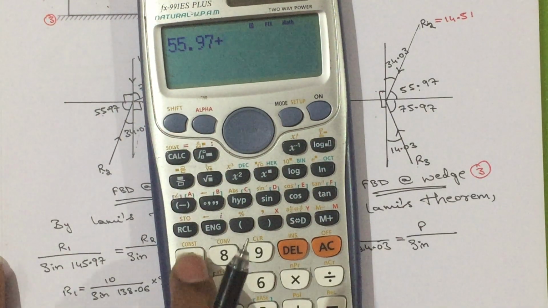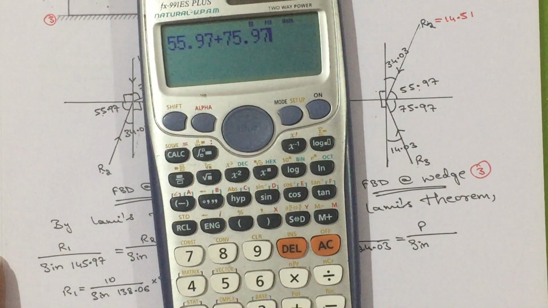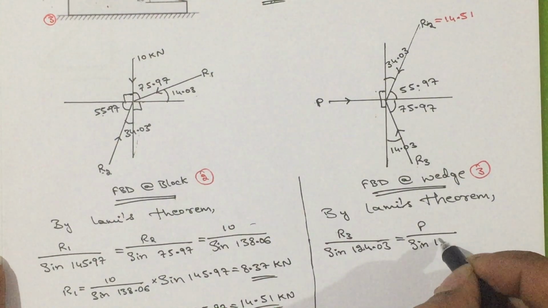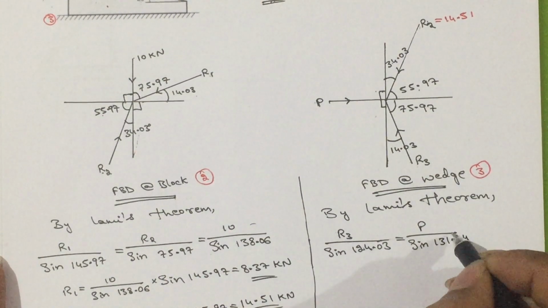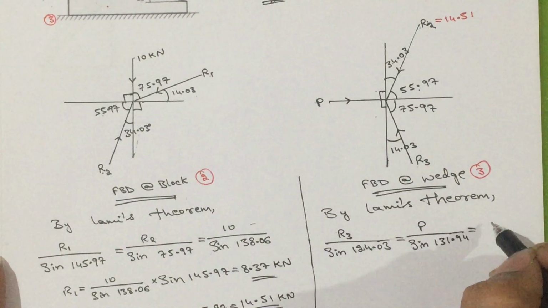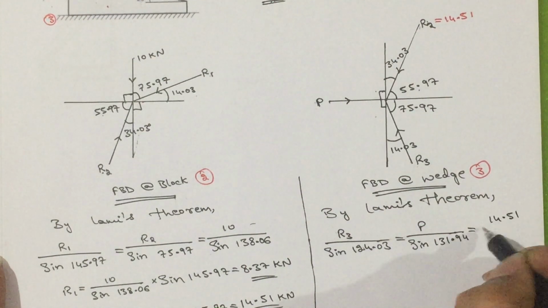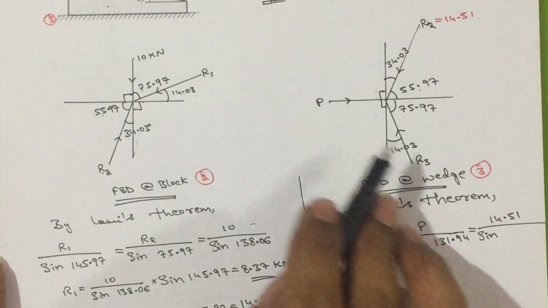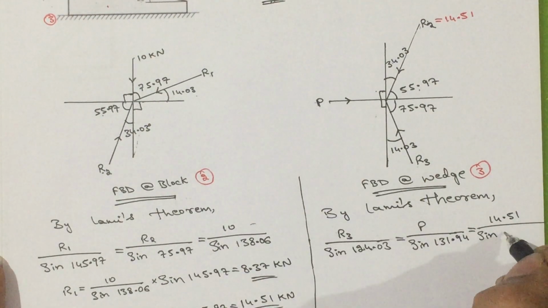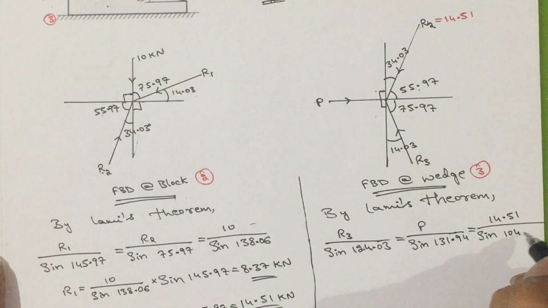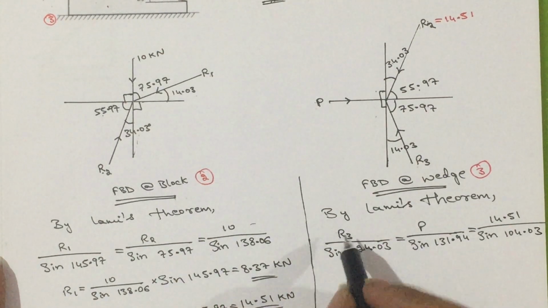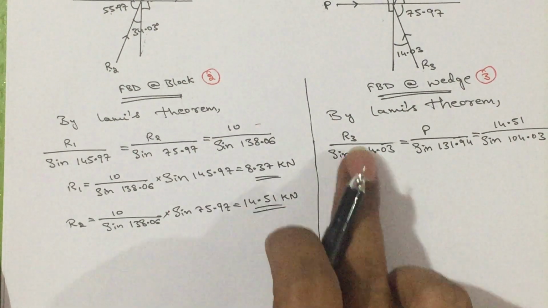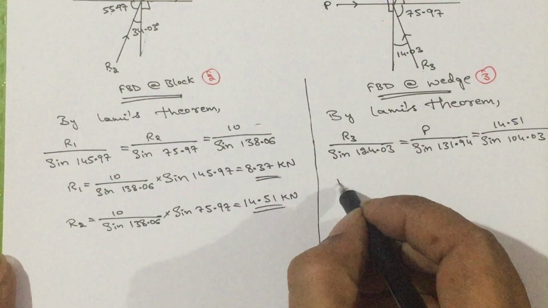plus 75.97. You will get it as 131.94. That is equal to the last force 14.51 divided by sine of the angle between the other two forces, that is 90 plus 14.03. You will get it as 104.03. So we got three parts. Take the first part and the last part and solve.